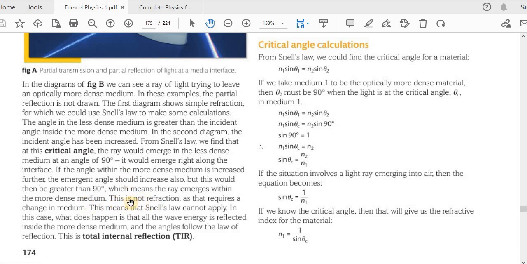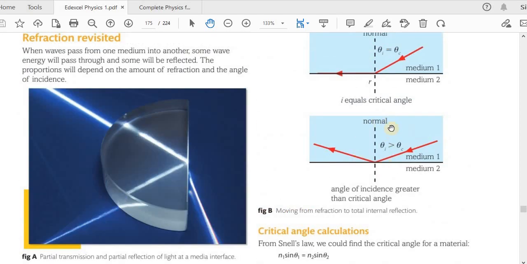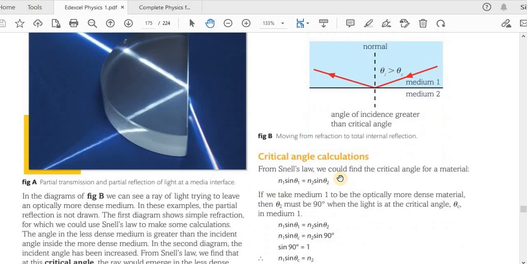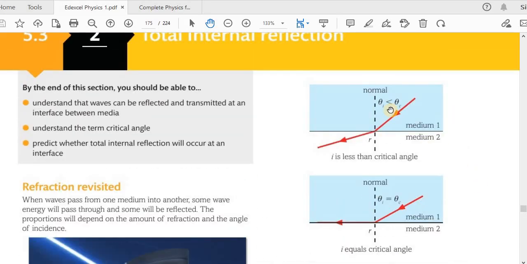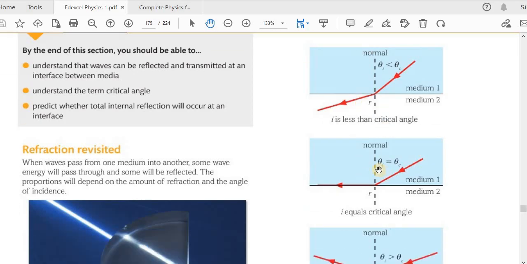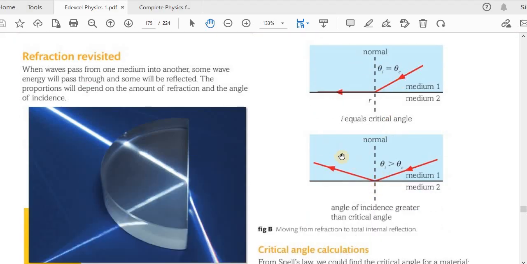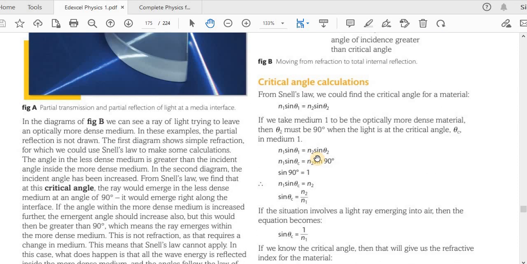So you will have this. This is not refraction, as that requires a change in the medium. This means that Snell's law cannot apply. So they are talking about this case. If you continue to increase the angle of incidence, the angle of refraction will increase, and it will come to a point where the angle of refraction is 90 degrees. But if you still continue to increase the angle of incidence, more than the critical angle, then you will have total internal reflection.